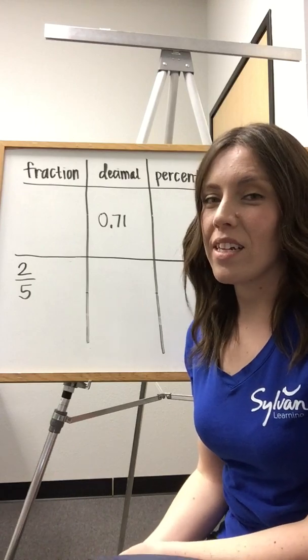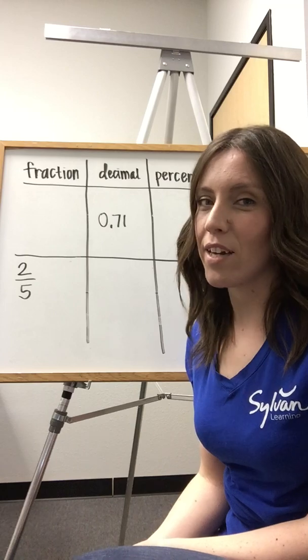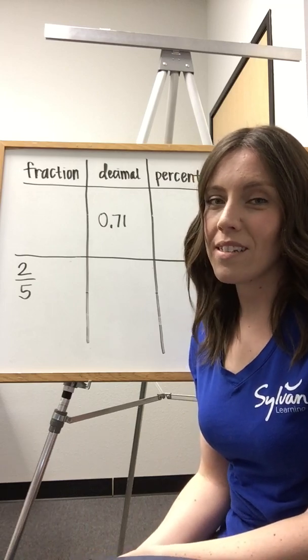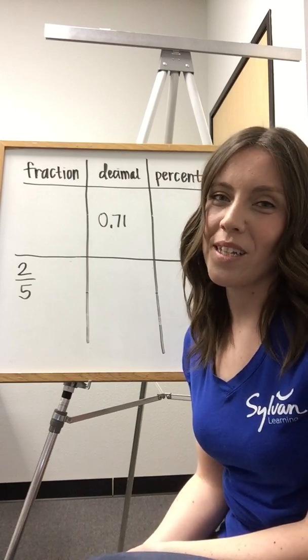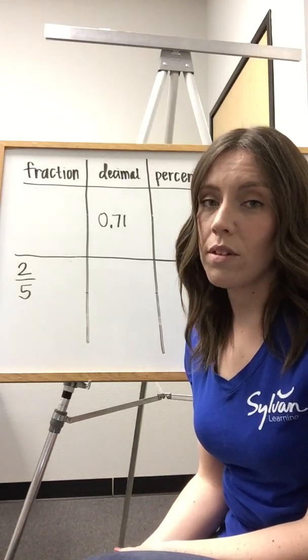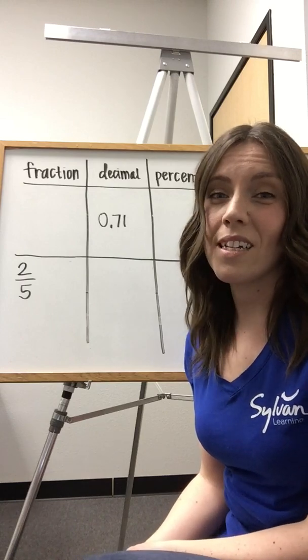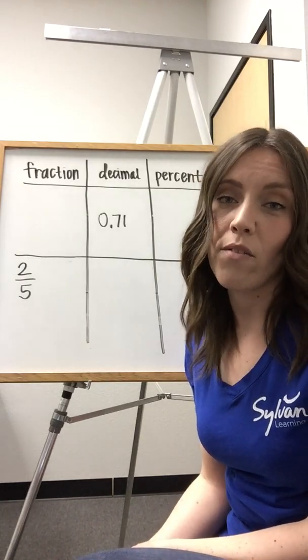I'm here today with a Sylvan short to help you feel more comfortable rewriting numbers as fractions, decimals, and percents. So let's take a look at a couple examples. For our first example, we'll start off with a decimal and rewrite it as a fraction and percent. And the key to doing this is to recognize the place value of our number.